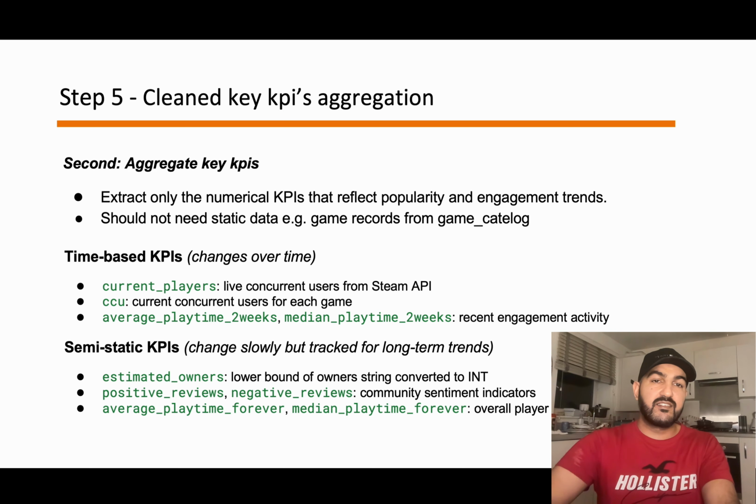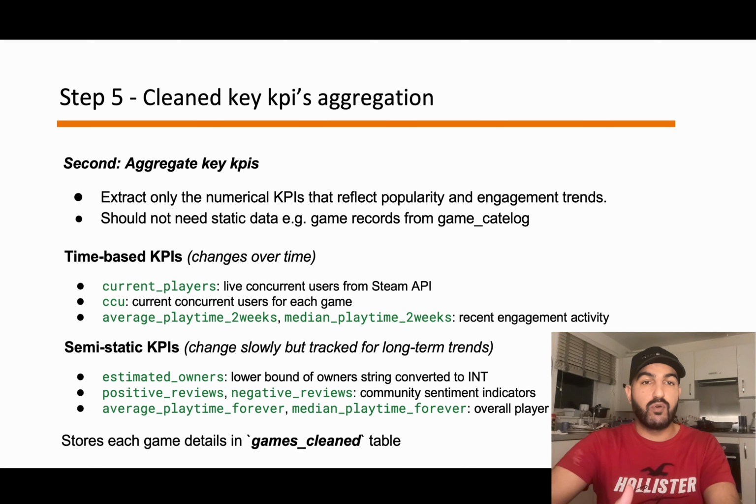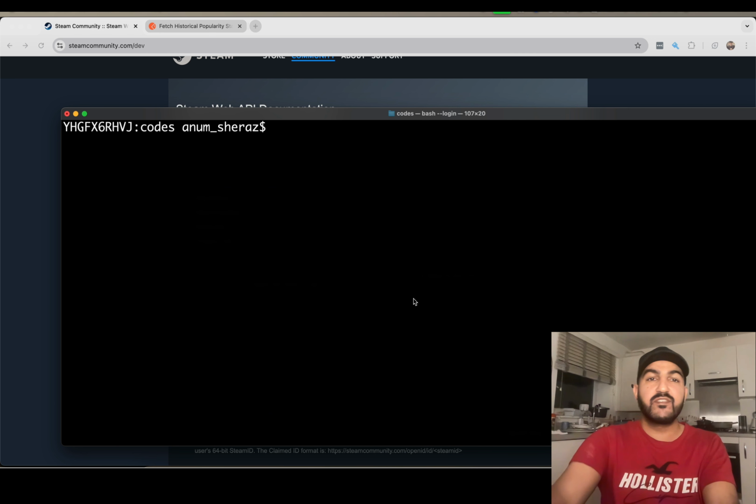This cleaning phase is deliberately conservative, so we do not override the bronze or the raw tables. Instead, we are going to write in the new table called games cleaned. So every transform is auditable and repeatable. So after this step, the data set is consistent, typed, aggregated, and ready for the gold layer for analytics and insights. So first things first, you need to make sure that you have the database ready.